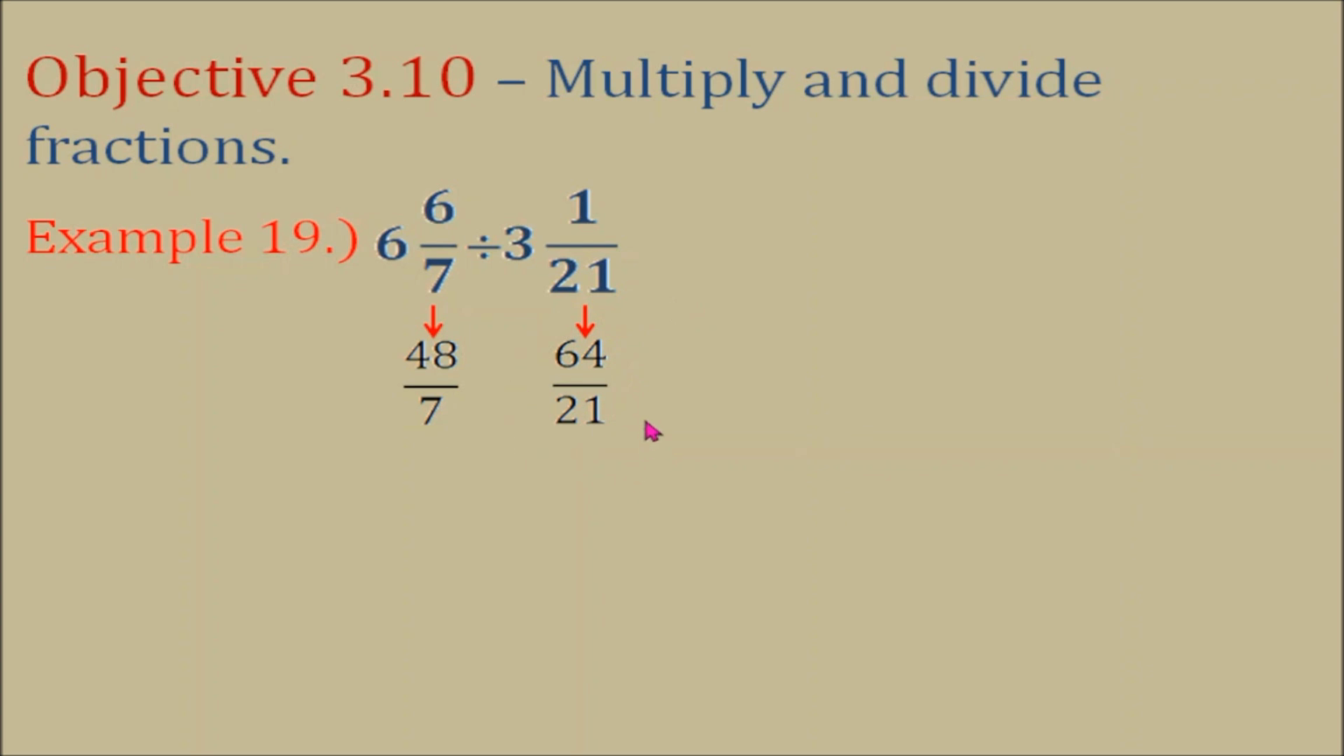Now this is our divisor. We are going to change it to its reciprocal. That becomes 21 over 64. And then we will just copy down the dividend. So that's 48 over 7 times 21 over 64. Now before multiplying, we are going to cancel out common factors.